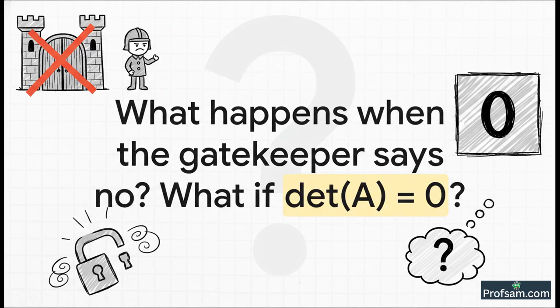But that leaves us with one final very interesting question. What happens when the gatekeeper says no? What do we do when the determinant of a matrix is 0? Think about that. We'll explore it in the next one.